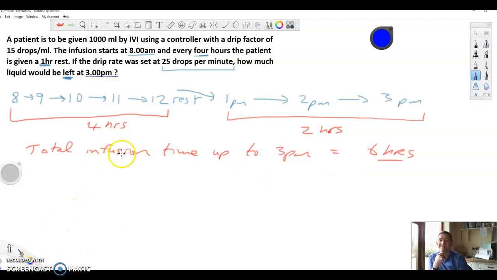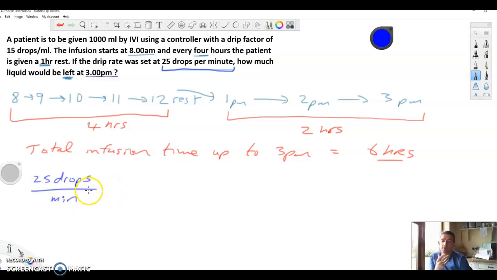And what are we going to do now? Now there's a couple of different ways of doing this, and this is the way I found handiest anyway. You see, the patient is getting 25 drops every minute. So that's 25 drops per minute. Now, we could write it like this, 25 drops per minute, more like a fraction. It means the same thing.